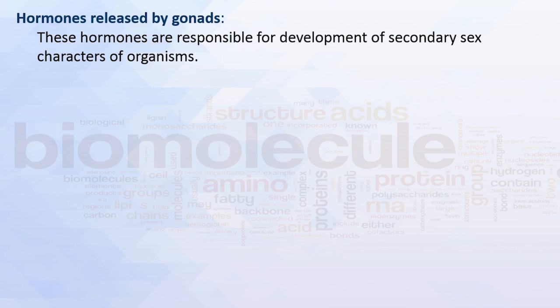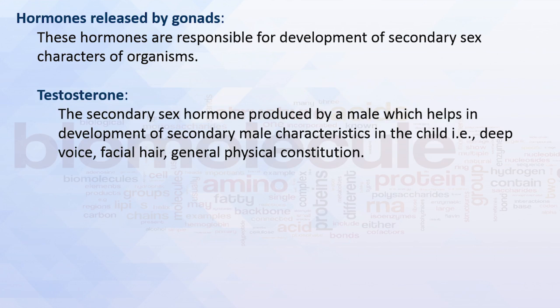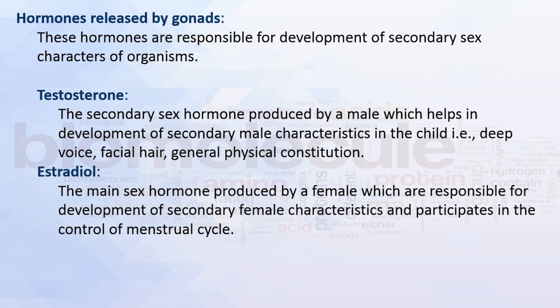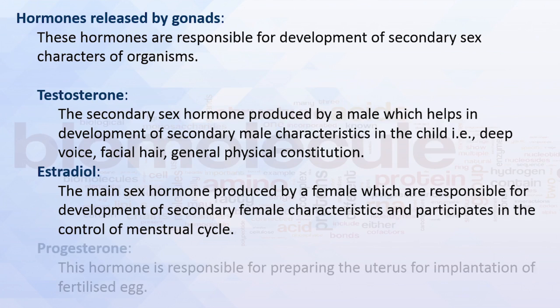Hormones released by gonads. These hormones are responsible for development of secondary sex characteristics of organisms. Testosterone, the main sex hormone produced by a male, which helps in development of secondary male characteristics in the child. That is, a deep voice, facial hair, general physical constitution. Estradiol, the main sex hormone produced by a female, which is responsible for development of secondary female characteristics and participates in the control of menstrual cycle.